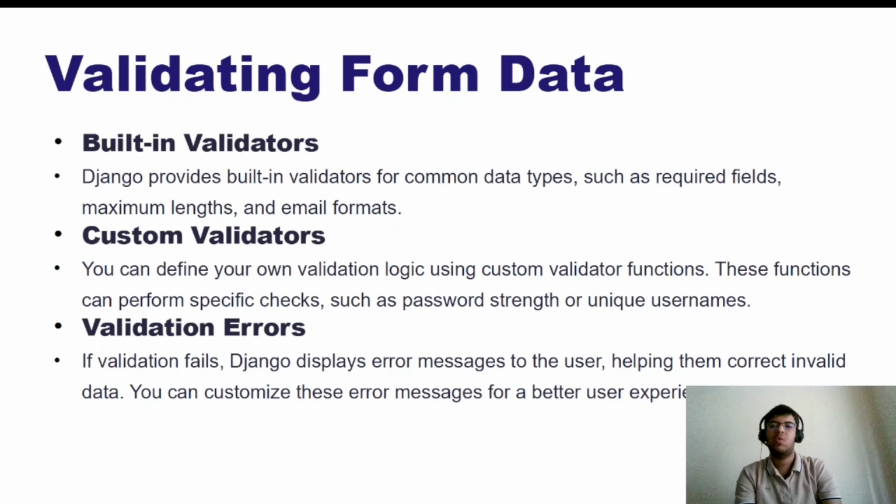Next is validating form data. Now we have majorly three types of validators in Django. First, your built-in validators, which are provided by Django itself for common data types such as maximum lengths and email formats. Here validators, in the sense that when you enter a password for a Gmail ID, it has to be of a particular length and should contain some particular special characters such as @ or underscore. All those requirements can be given here during validating.